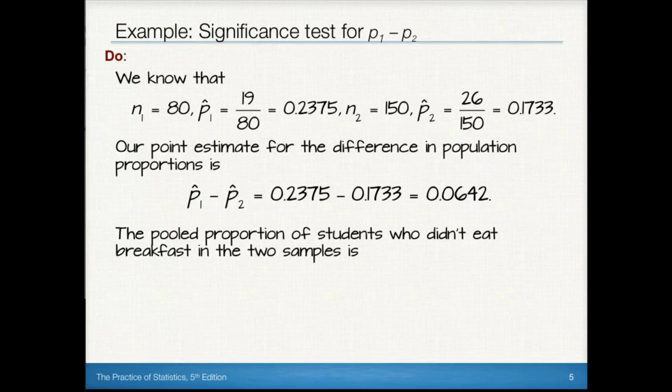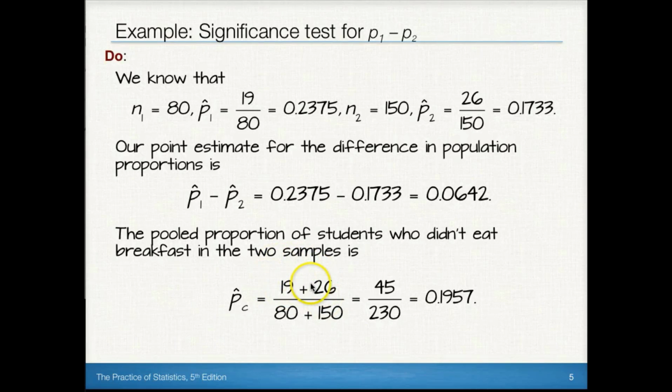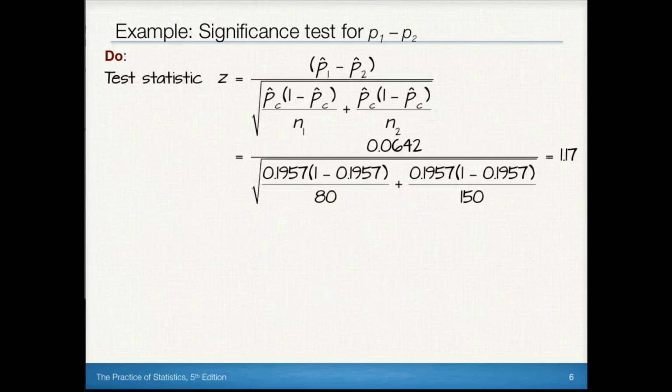Now the pooled proportion of students who didn't eat breakfast in the two samples is found by adding the total number of successes and dividing by the total of the two sample sizes. 45 successes total over 230 students sampled total across the two buildings gives us a pooled proportion of 0.1957. We'll use this when calculating our test statistic, and as we can see, our observed sample difference was 0.0642. We'll use the pooled proportion when figuring out the standard error, and we get 1.17 for our test statistic z.